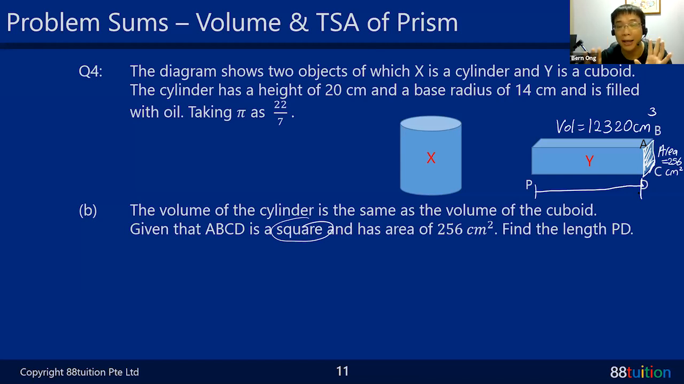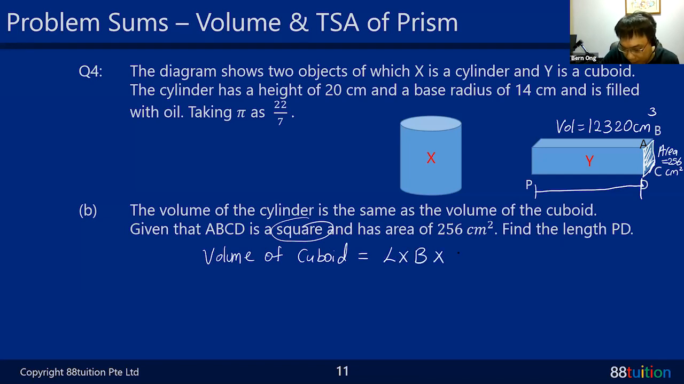Easy. So again, write out the formula for the volume of what? The focus here is the cuboid. And what is the volume of cuboid? Length times breadth times height. All right, you can write that. Length times breadth times height.